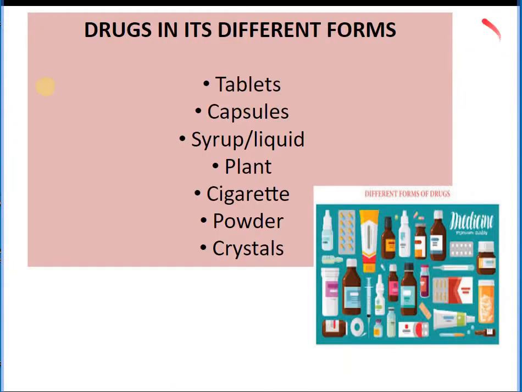Next. So, what are the different forms of drugs? Diba? May tablets. Ano pinagkaiba ng tablet sa capsule? Ang tablet, ito yung parang nangunguya nyo. Ang capsule, yung parang mayroon siyang plastic. And then, we have syrup or liquid. Pwede yung plant or herbs. Pwede rin siyang cigarette or yung tobacco. Pwede rin in a powder form. And pwede rin po siya yung parang crystal form.